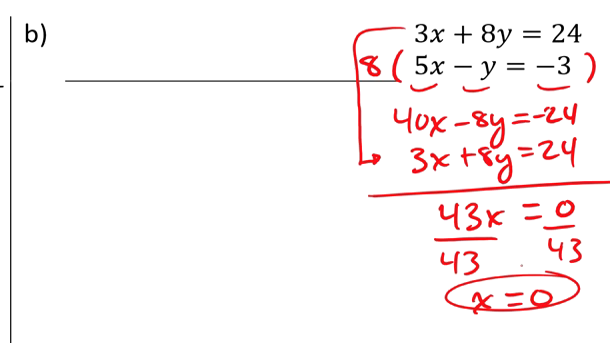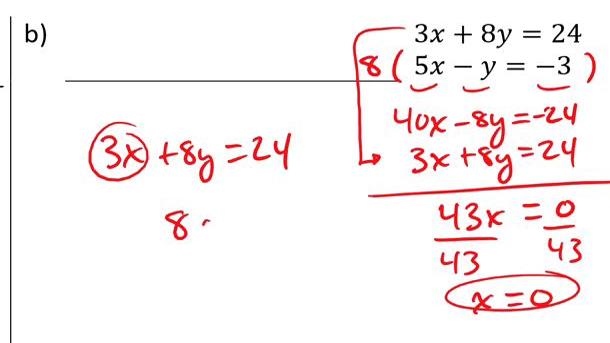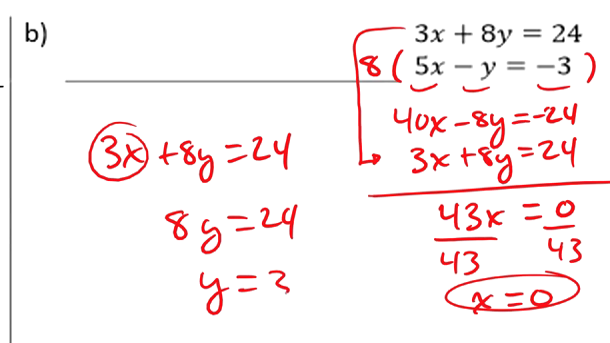And I think you can use either equation. I'll use that first equation. That first equation is 3x plus 8y, and that equals the number 24. X is 0, so I'll go ahead and plug that in so that this becomes 0, and I'm left with just 8y equals positive 24. And if I divide both sides of that by 8, we get that y has to be 3.